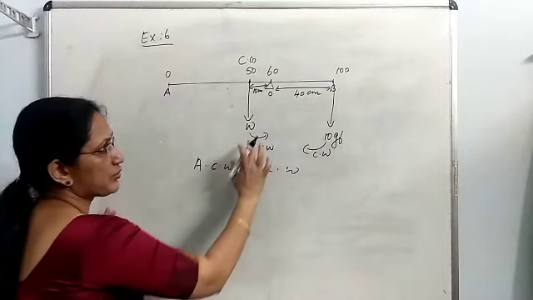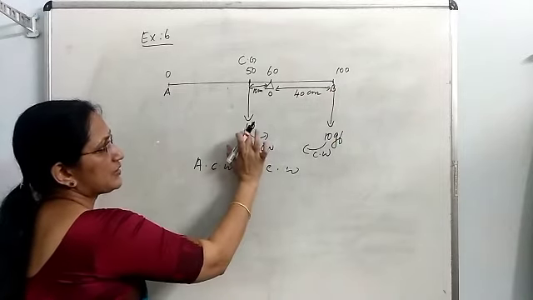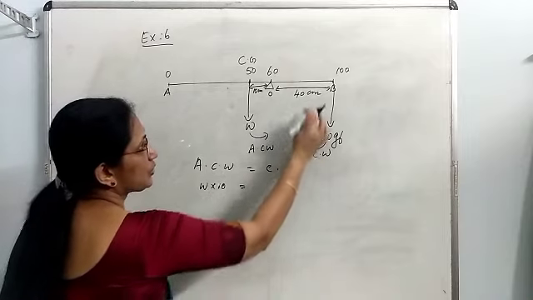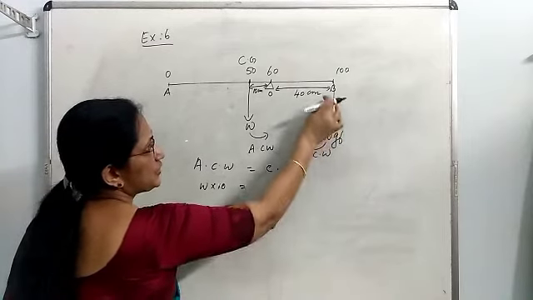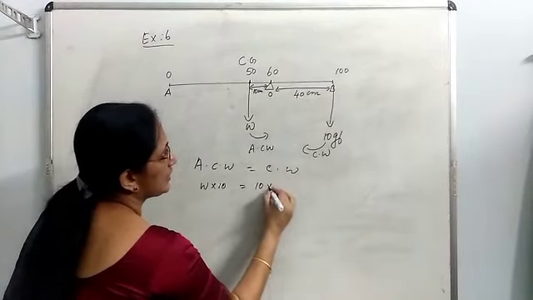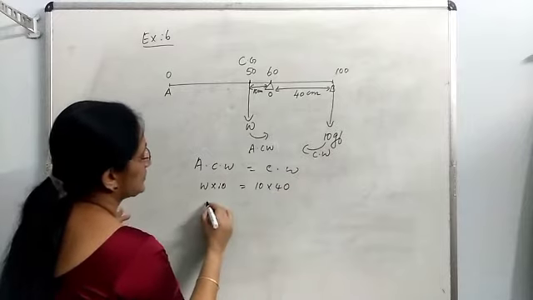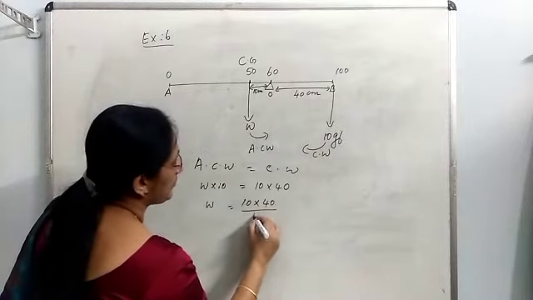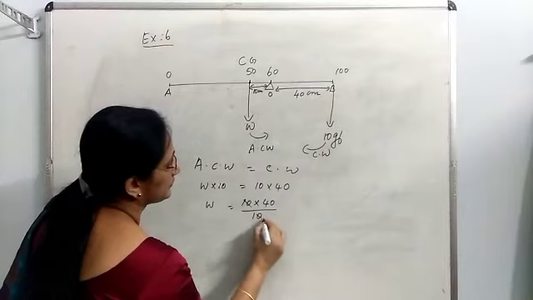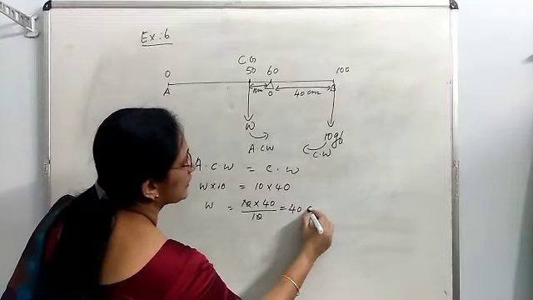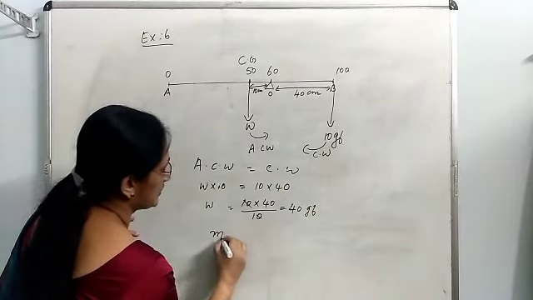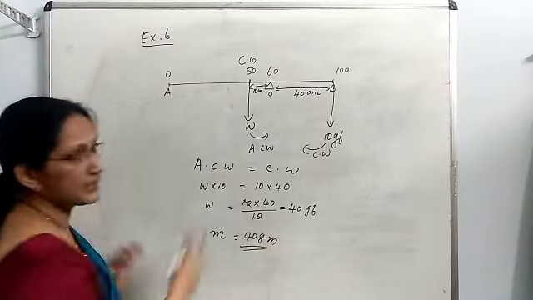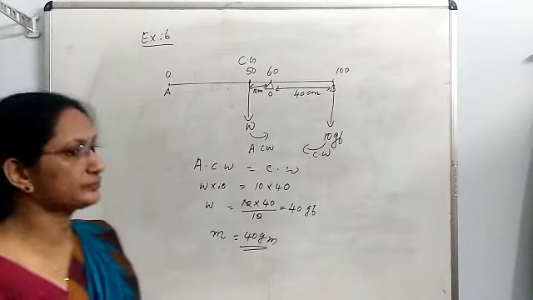So apply the principle of moments. Anti-clockwise moment is W into 10, equal to clockwise moment, force into perpendicular distance, 10 into 40. So W is equal to 10 into 40 upon 10, that is 40 gram force. The weight is 40 gram force, so the mass of the scale is 40 gram.